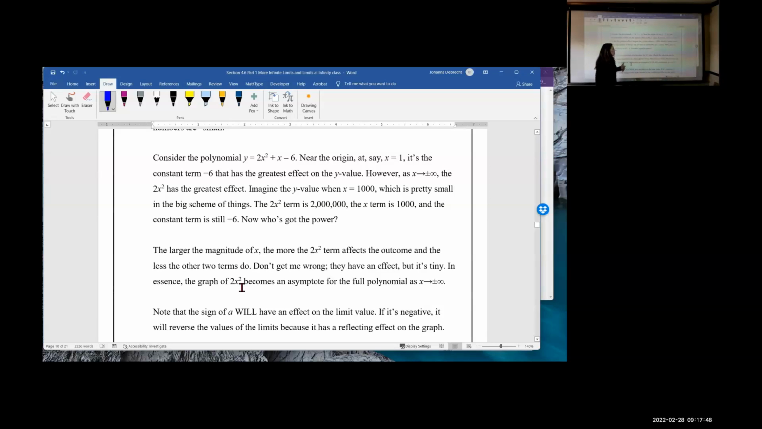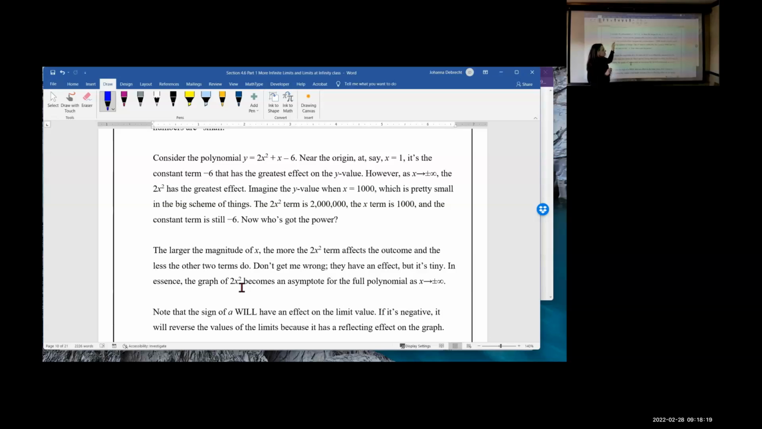All right, so we're going to take an example and show you how this works. We're just going to look at a simple one, 2x squared plus x minus 6. If we're at a value close to the origin, say 1, which of the terms is the most effective as far as the y value goes? If I plug in a 1, I get 2 times 1 squared, which is 2, plus 1, minus 6. It's the constant term that has the most effect, or the most power, on the value.